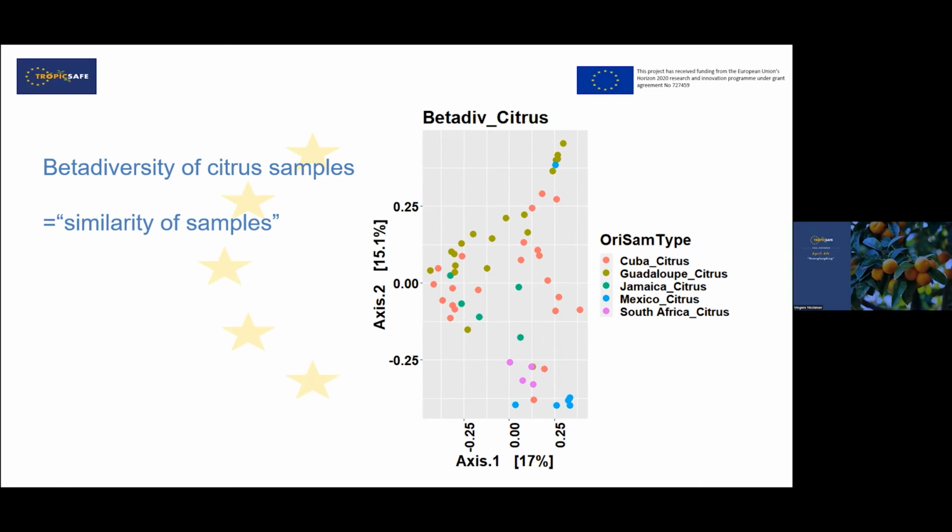This might be, of course, caused by location differences, you could say, but we don't know if there are different cultivars of citrus being grown in the different places, etc., etc. But at least it shows that there's some logic in the way samples are distributed.